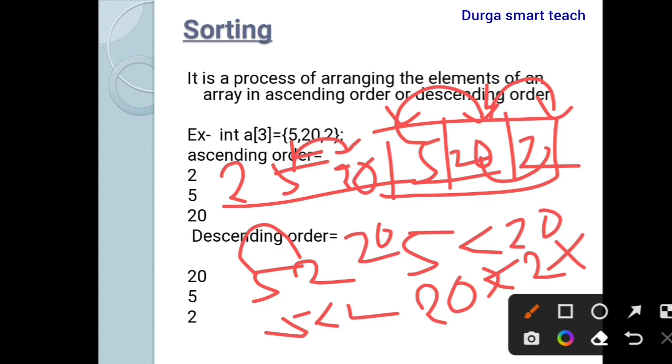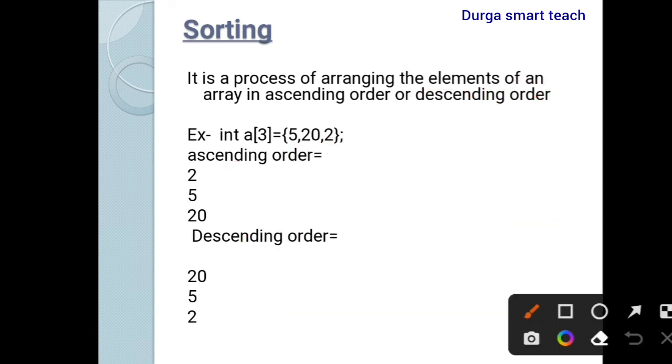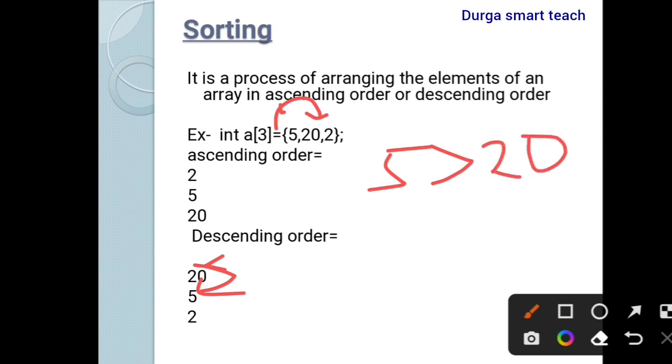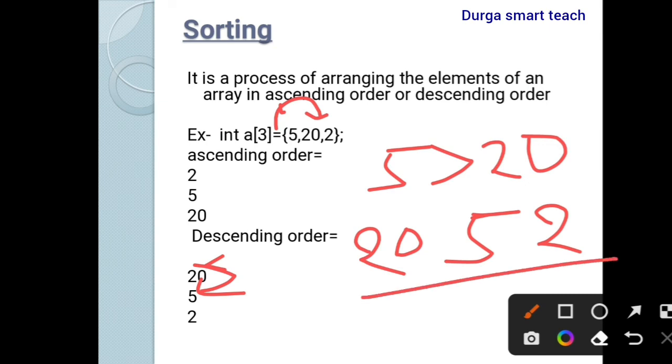Descending order is also the same. The first two elements are compared. Is 5 greater than 20? Is it true? No, so they are exchanged. Next, 5 is compared with 2. Is 5 greater than 2? Yes, it is true, so these two elements are not shifted. So this is descending order.